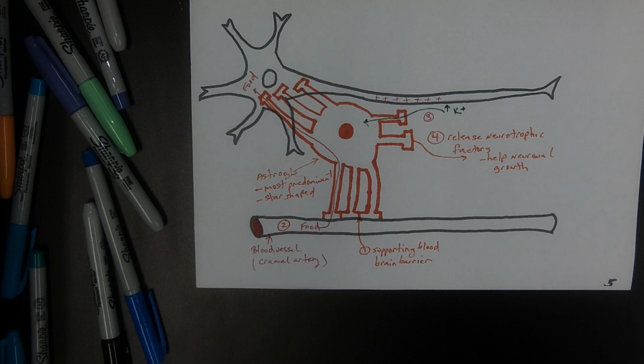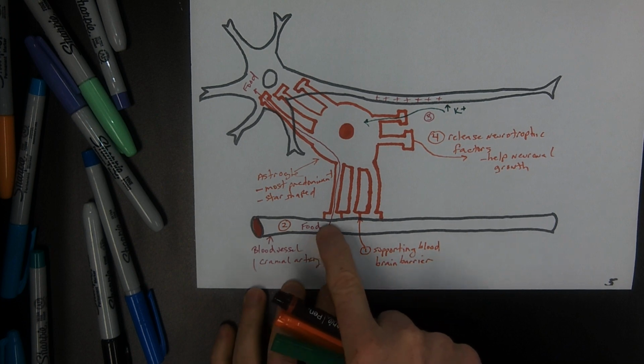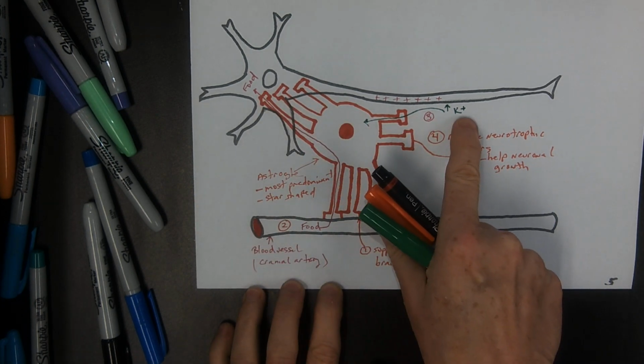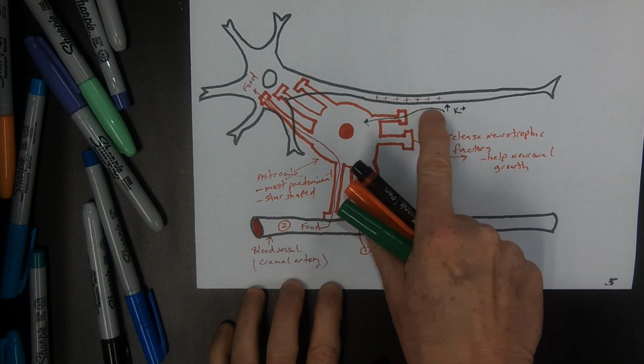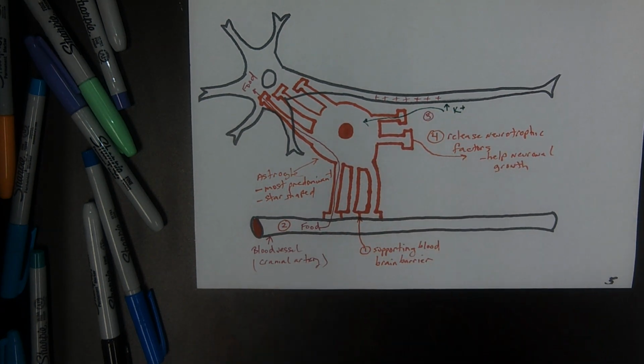Okay, astrocytes in general, star-shaped cells, have 4 different functions that you need to remember. They support the blood-brain barrier, they provide nourishment to the neuron, they take up extra potassium from the extracellular space, and they help release neurotrophic factors that help guide axonal neuronal growth in response to injury. Okay, questions about that one? Okay, and your astrocytes are going to be your most predominant glial cell.